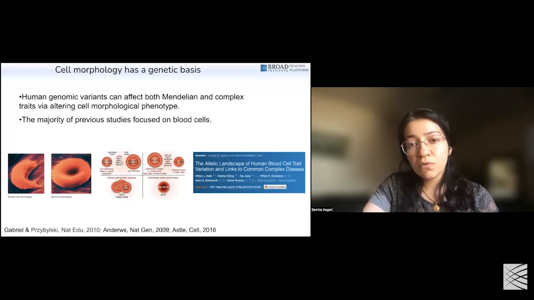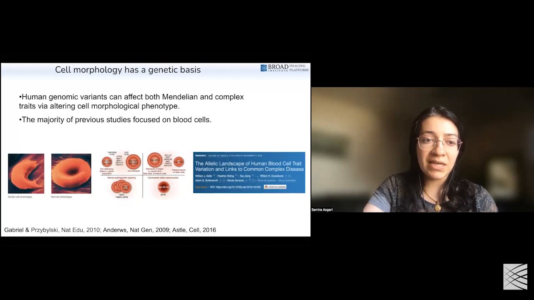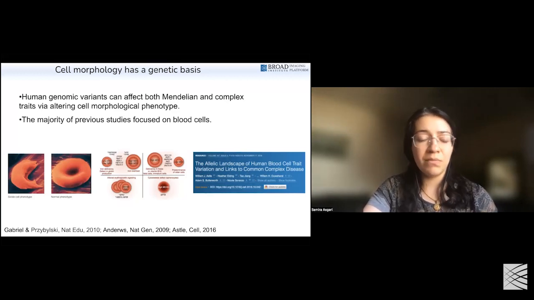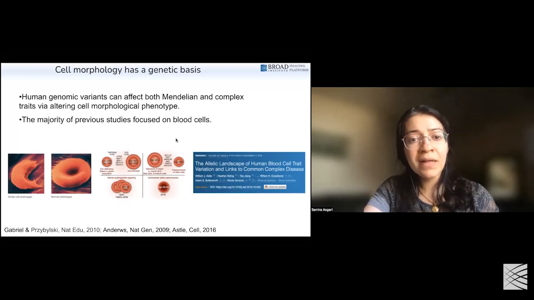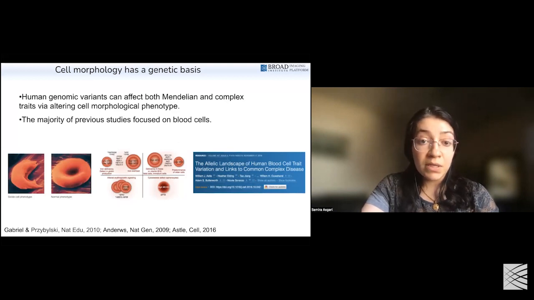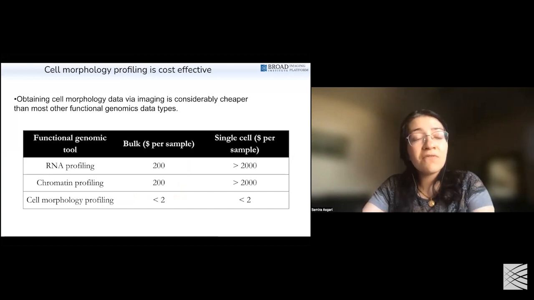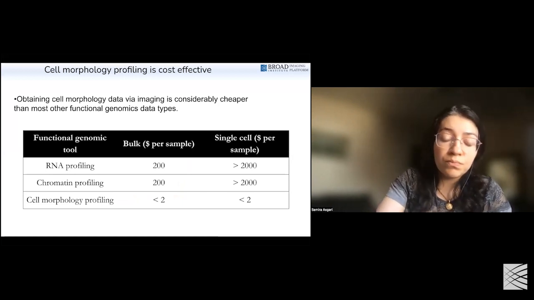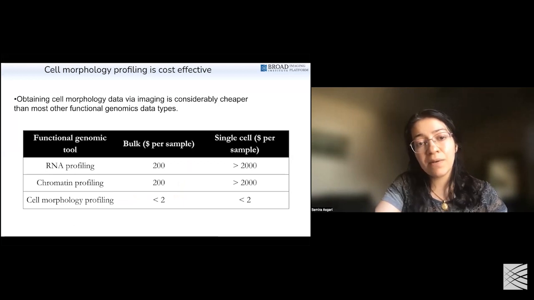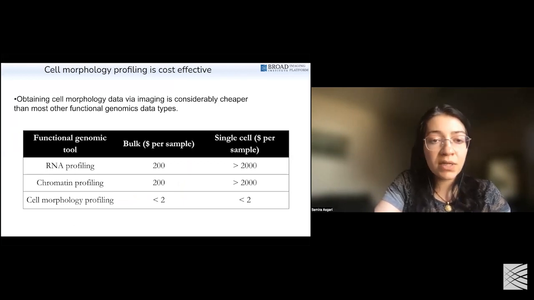The major reason for that being blood is an easily accessible tissue, and the morphology of blood cells is well known compared to many other cells in the human body. So there are good scientific reasons to look at the genetic basis of cell morphology. There is also another good incentive to take cell morphology as a basis for QTL analysis and for understanding the function of genetic variants, and that is cost.